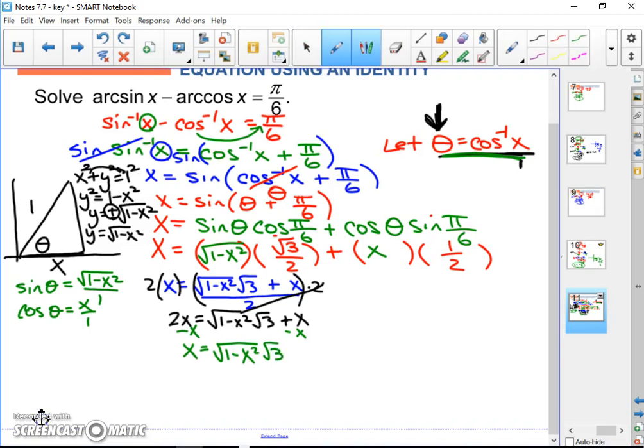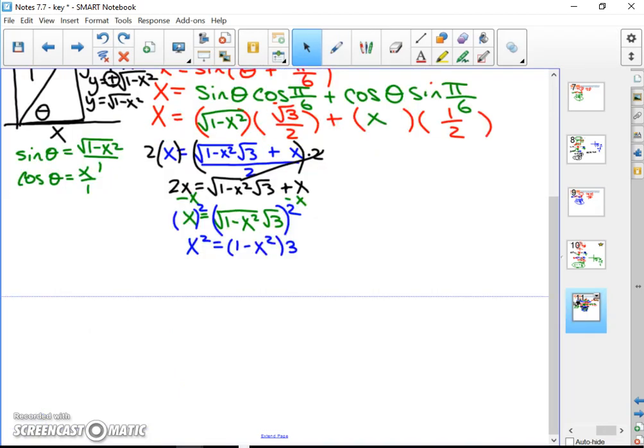Let's get rid of the square root. I'm going to square both sides. X squared equals 1 minus x squared times 3. Now this is the step where you have to really think about it and be careful, because we've just squared both sides. When we square both sides, we've added extra solutions in there, extraneous solutions.